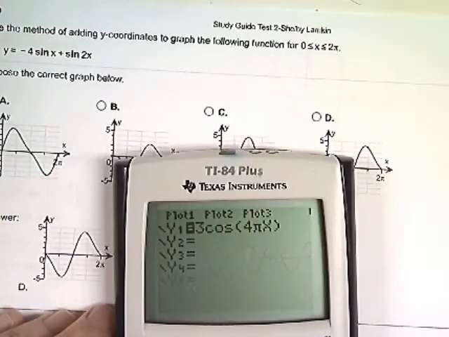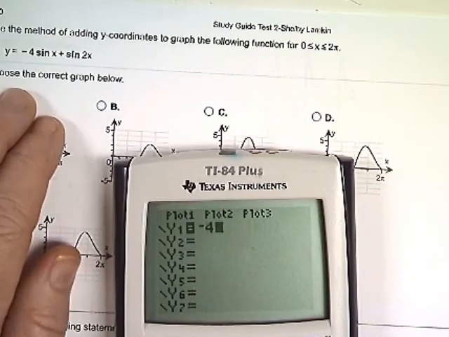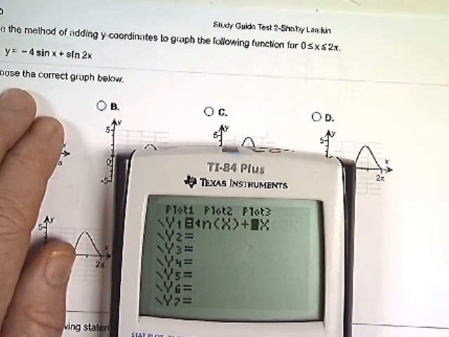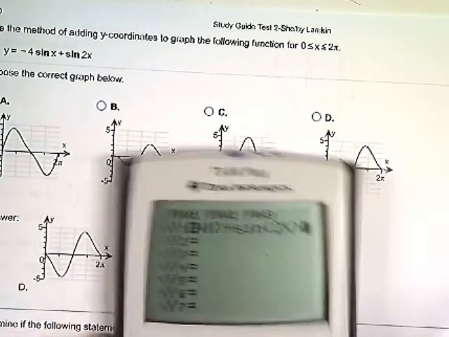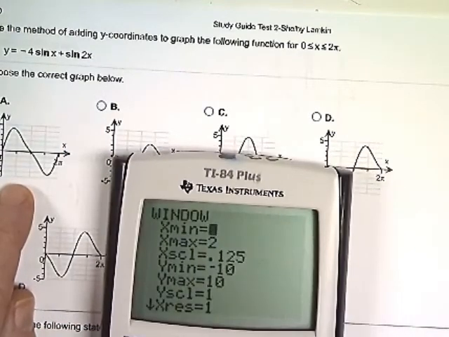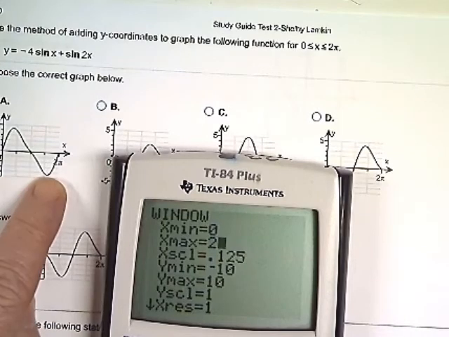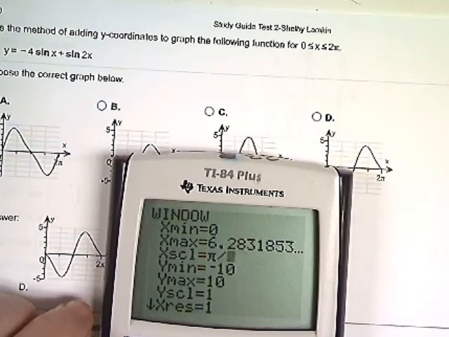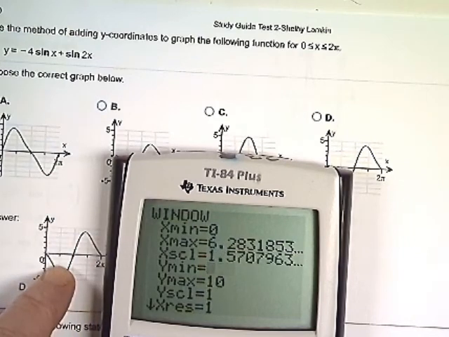Okay, let's put this one in. -4 sine x plus sine 2x. Let me close this. Plus sine 2x. And let's go set up our window. X minimum looks like it's 0. X maximum looks like it's 2 pi. X scale, pi over 2. Y from -5 to 5. And let's graph.